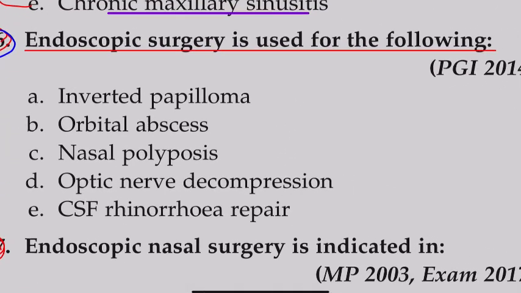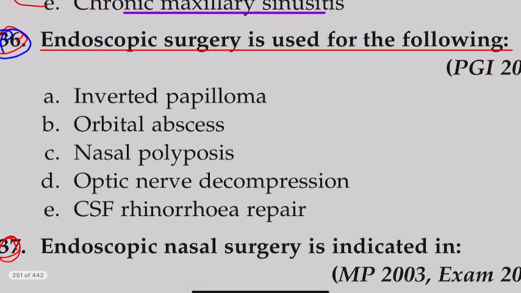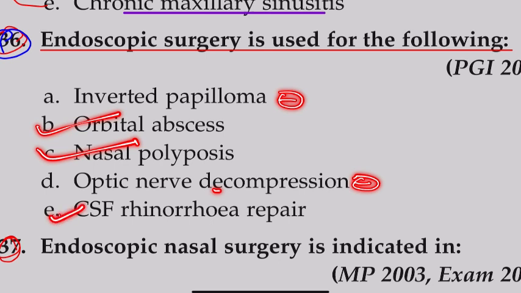Endoscopic surgery is used for the following. We've already discussed it. Inverted papilloma we don't use here. Orbital abscess, yes. Nasal polyposis, yes. Optic nerve decompression, no. CSF rhinorrhea repair, yes, it is also a right answer. So the right answers are B, C and E.